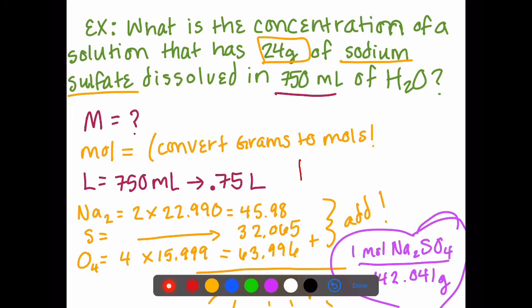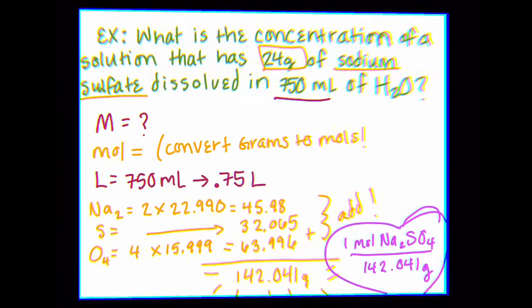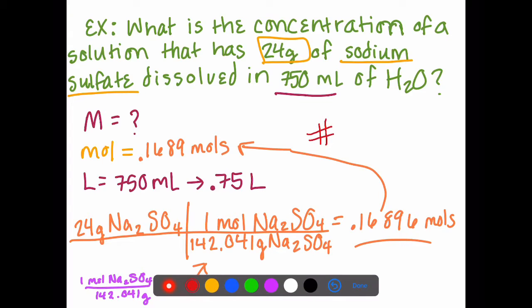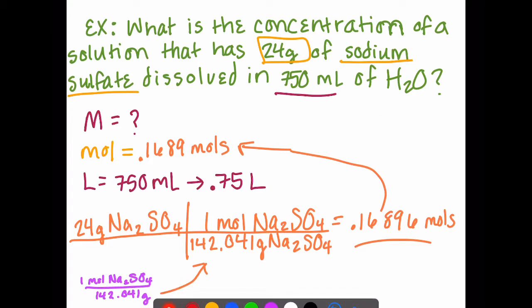After you find the formula, then you can find the formula weight, right? And this is where we're going to take all of the atoms in the formula. We're going to look up their mass on the periodic table, and we're going to multiply how many atoms we have by their atomic mass. So, for example, in our case of sodium sulfate, we've got 2 sodiums, 1 sulfur, and 4 oxygens. So when I add all those atoms together, they have a formula weight of 142.041 grams.